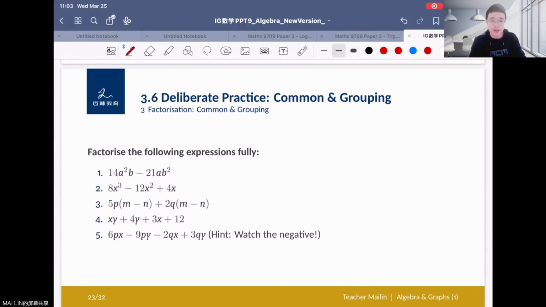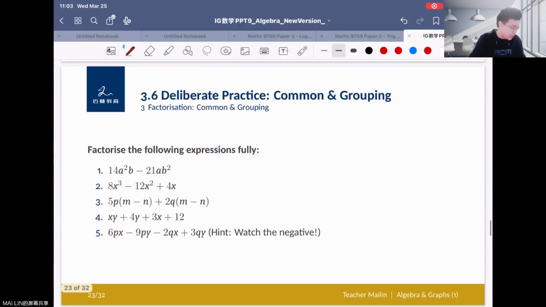So first, this formula is 14 times a squared b minus 21 times ab squared. Here 14 and 21 are both constant numbers, so you can first extract a 7 outside. For a squared b, there's still a 2 times a squared b left, and for 21 ab squared, we have 3 times ab squared. So here is 3ab squared.